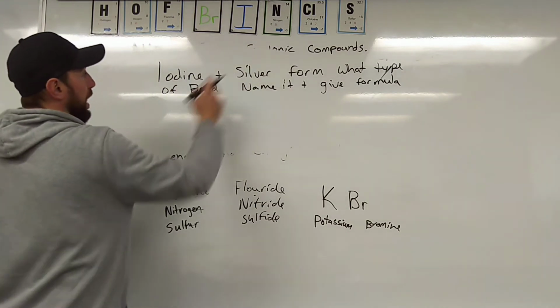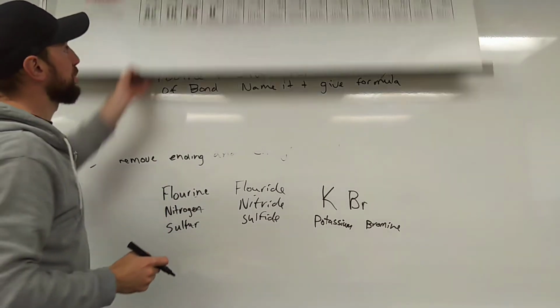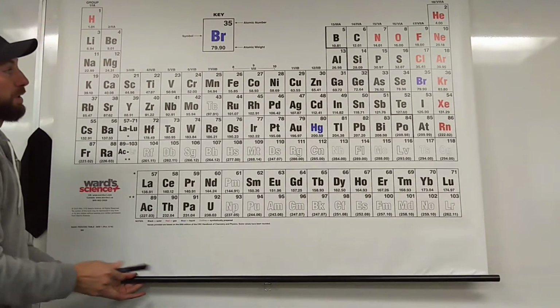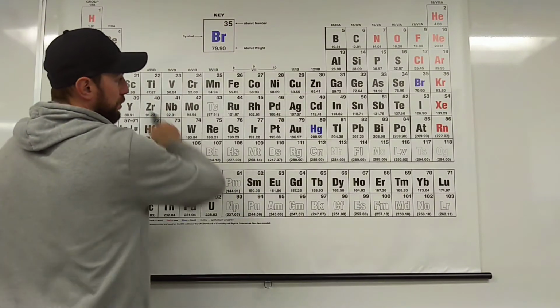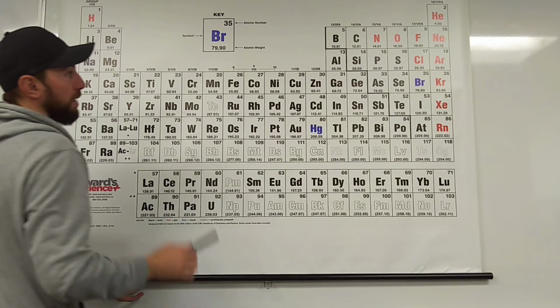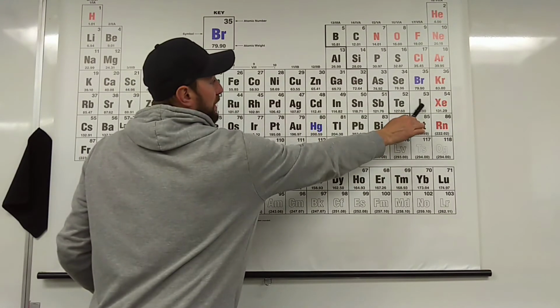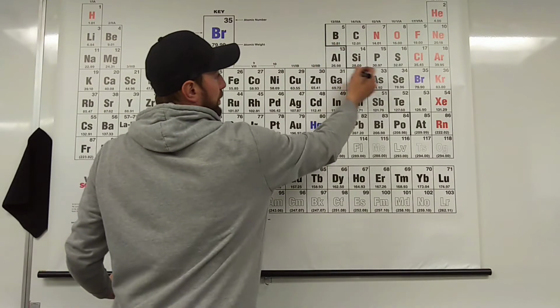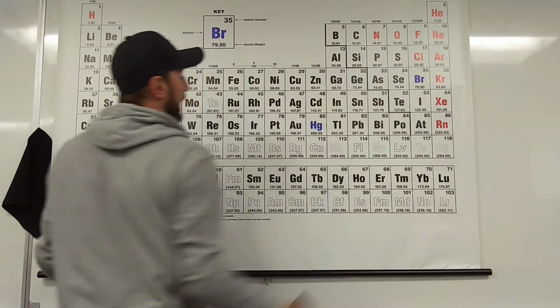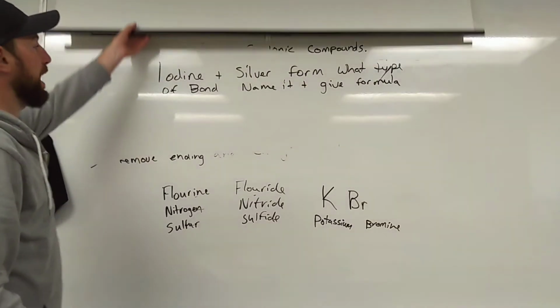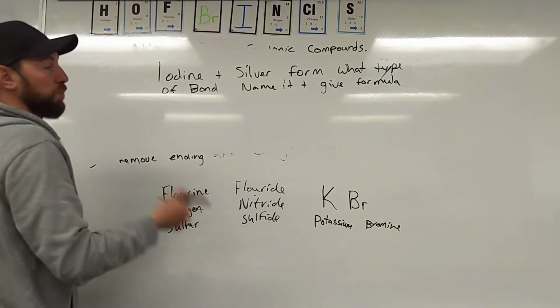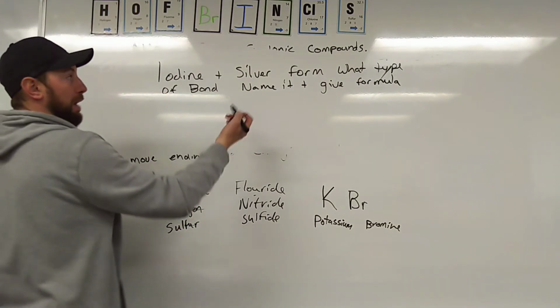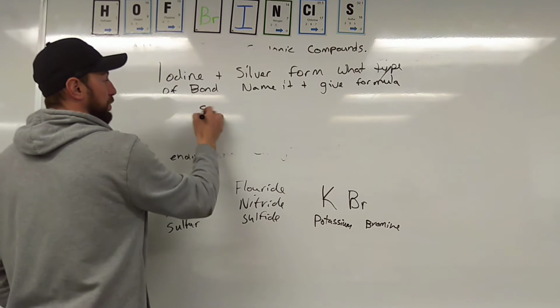So silver and iodine. First thing you need to do is look on your periodic table. Where is silver? Ag. Okay? It's in the transition metals, so you know it's a metal. Iodine, 53, is a non-metal. Here's your division line. So we know iodine's a non-metal. So if we're going to name it, okay, which one do we put first? Metal, then non-metal. So it would be silver.